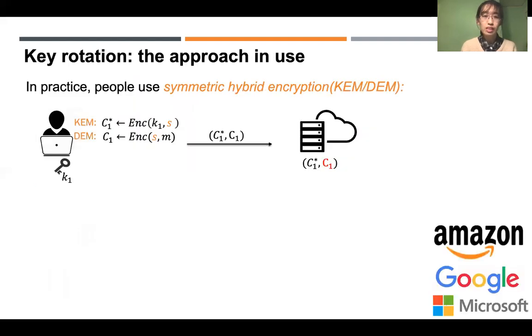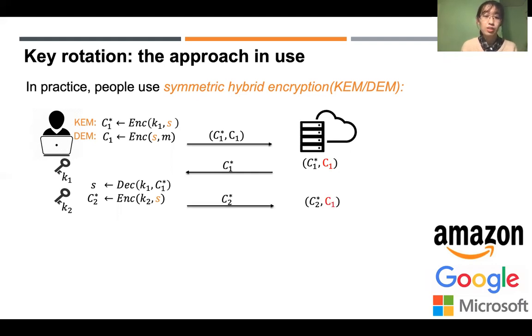How do they do it? Actually, they use hybrid encryption. Let's have a quick look at this approach. The ciphertext contains two parts, one is the encryption of the data, the other is the encryption of S, where S is the data encryption key. For the key rotation, the client retrieves the first part of the ciphertext, decrypts and re-encrypts it with the new secret key, and then saves the new first part to the cloud server. We can see that in the cloud server, the second part of the ciphertext remains unchanged all the time.